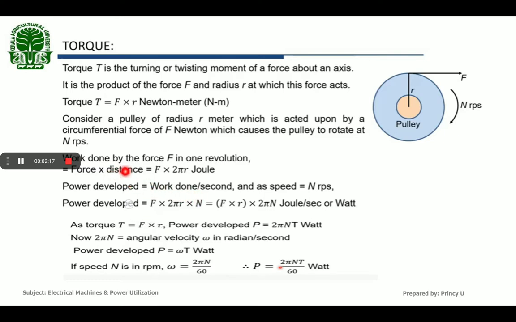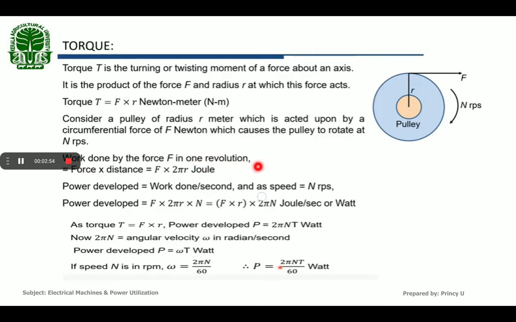Then, what is the work done by the force F in one revolution? Work done is force into distance. The force has magnitude F, and the distance is the complete one rotation of this drum. That means 2 pi R is the distance. So F into 2 pi R joule is the work done by the force F in one revolution.